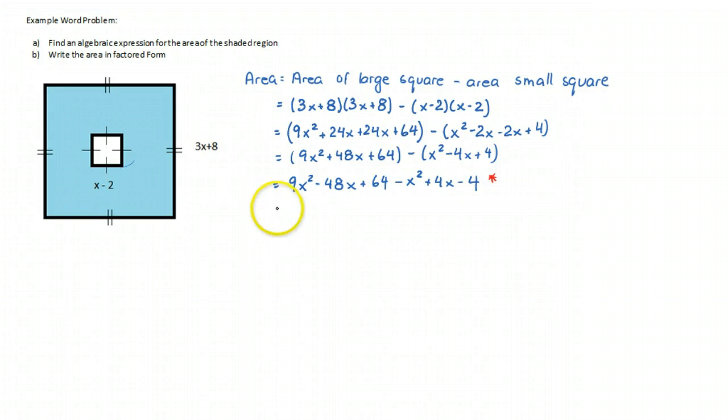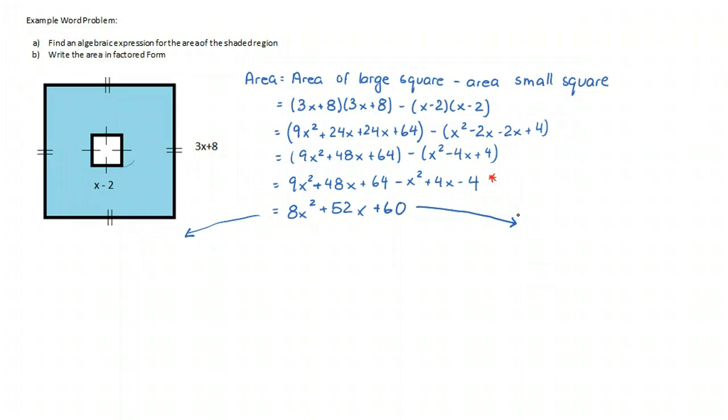So now I'm going to group my like terms, and I get 8x², 48x. That should be plus 48x. So then we have 48x plus 4x, which gives me plus 52x. Let's clean this up a bit. 64 minus 4 is plus 60. So there you go. That's the area of the shaded region, or that's the expression that represents it.